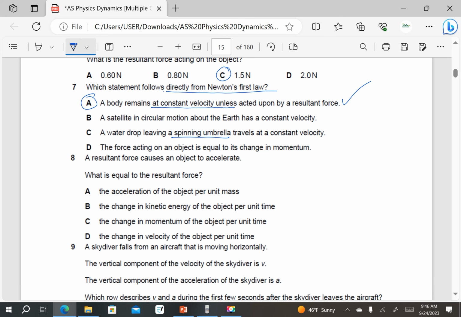A resultant force causes an object to accelerate. What is equal to the resultant force? So we know that the resultant force is equal to the rate of change of momentum. So change in momentum per unit time, which is C.